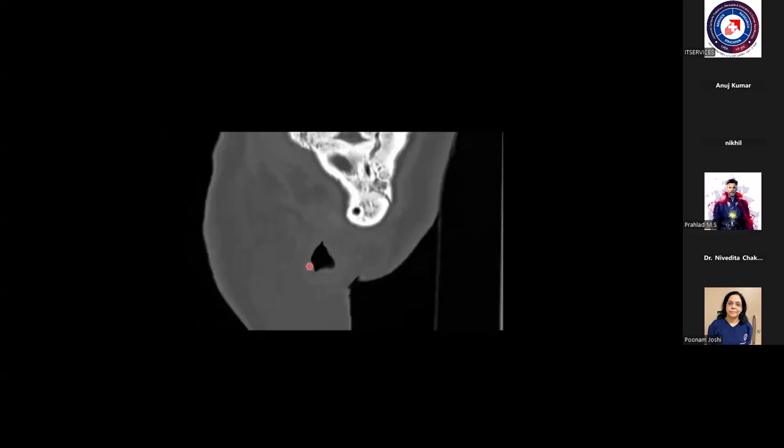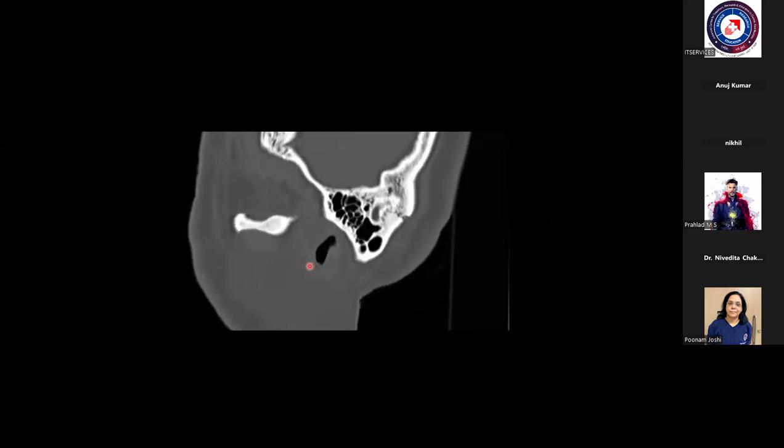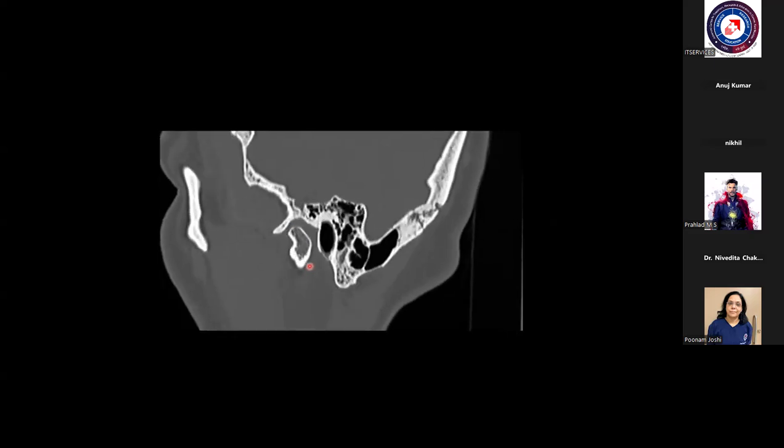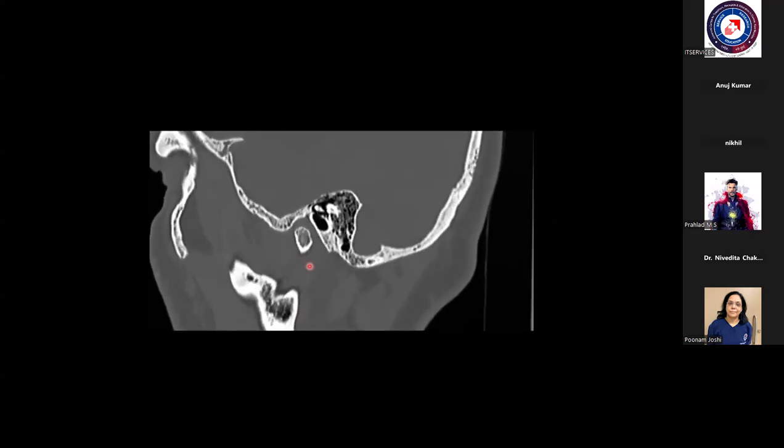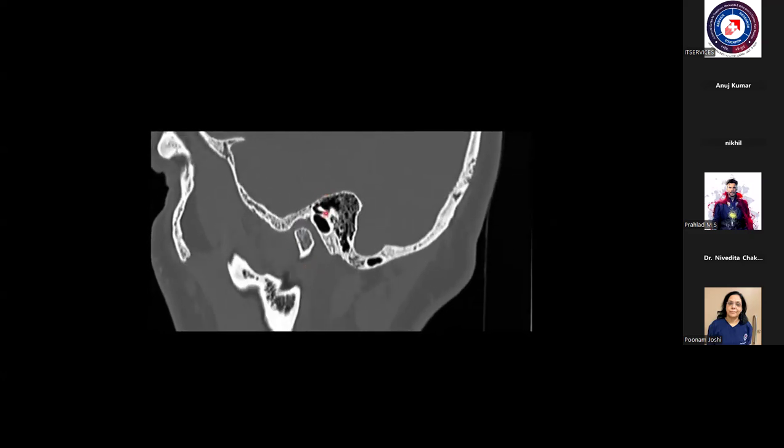Yes. And let's go to the sagittal. The only thing that I wanted to show you is the aditus ad antrum, because it is a communication, a connection posteriorly between the tympanic cavity anteriorly with the mastoid air cells posteriorly. So this is the aditus ad antrum.